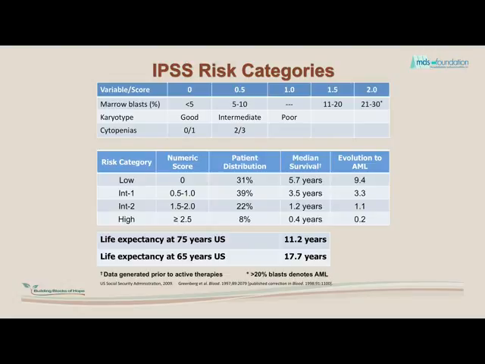IPSS risk stratification is a critical component of treatment selection with consideration for the goals of therapy. In low-risk disease, that goal is improving hematopoiesis or peripheral blood count improvement. And in high-risk disease, the goal is to extend survival.